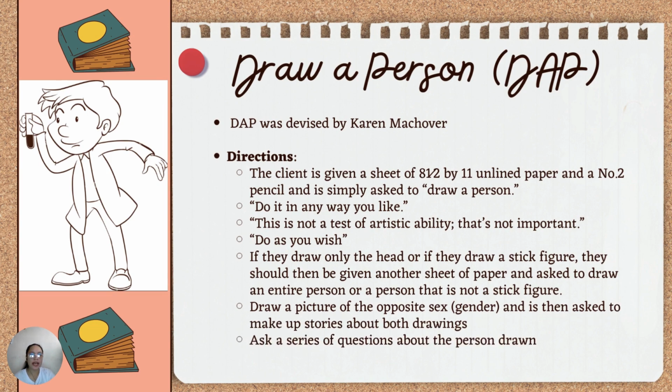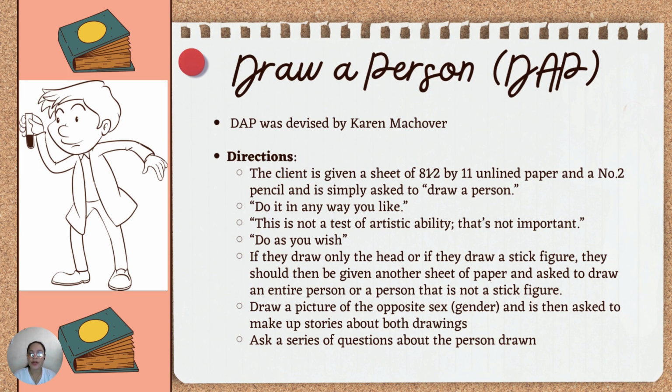The Draw a Person test was devised by Karen Machover. It was based upon the observation that Goodenough's test productions reflected personality issues as well as provided a measure of intelligence, for which the DAM was devised. Now, although there are several different sets of directions available, the typical instructions are as follows. The patient is given a sheet of 8.5 by 11 unlined paper and a number 2 pencil and is simply asked to draw a person.